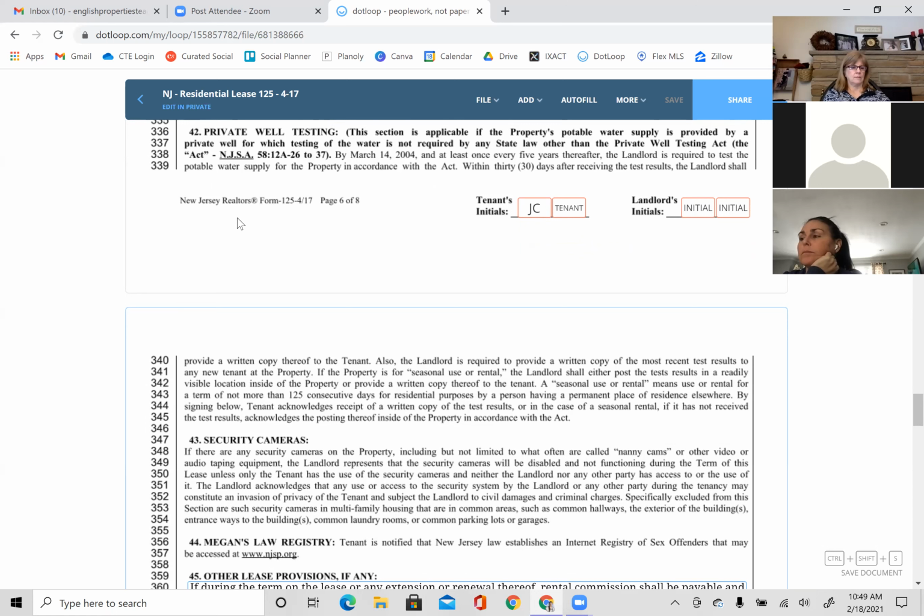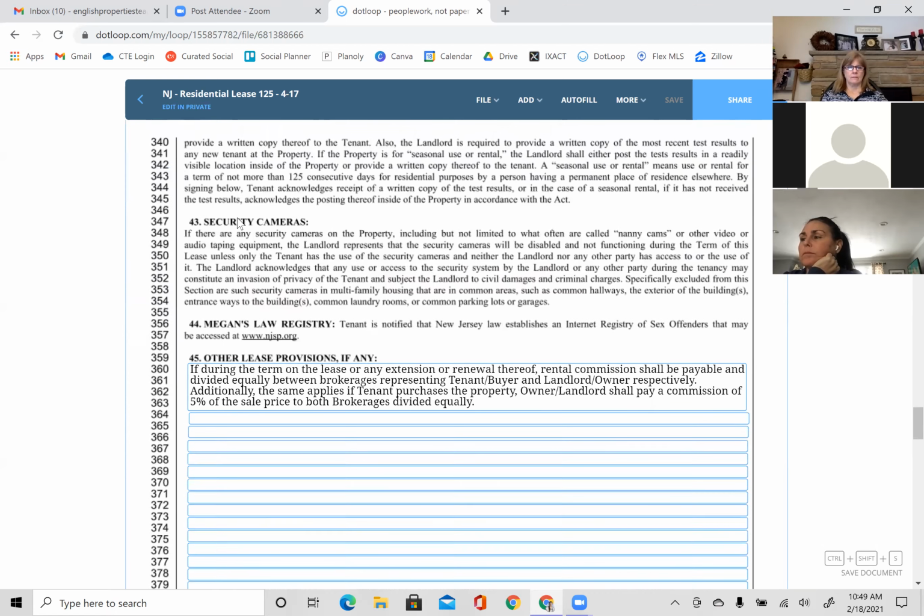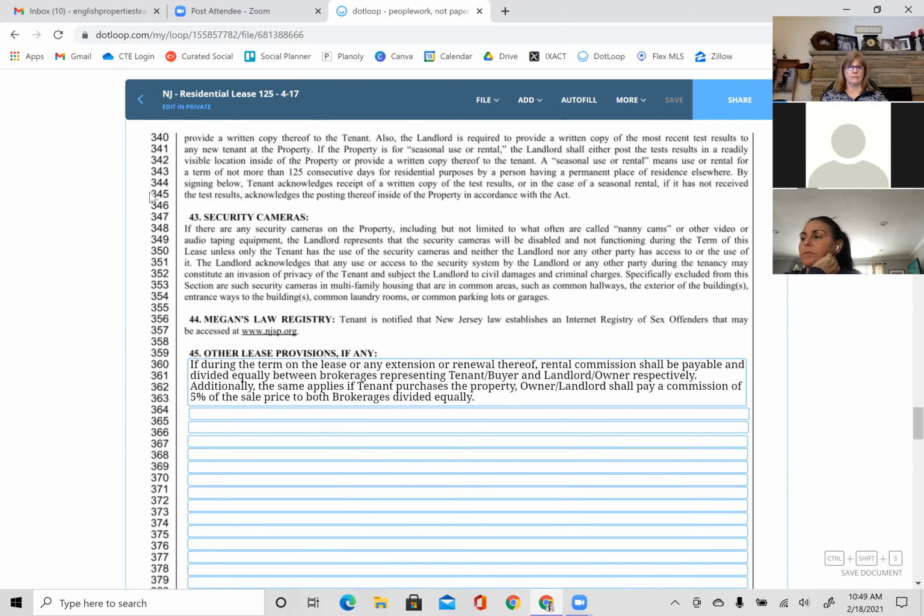Private well testing. I know this isn't too common, but every once in a while you guys run into wells, right? Usually, if the water is supplied by the well, then they're going to want to test the water to make sure that it's okay, right? They have to do it, and within 30 days after receiving the test results, they have to provide the tenant with the report, right? So whatever the results are, they have to give that to the tenant.